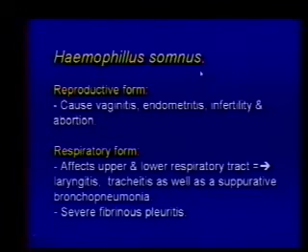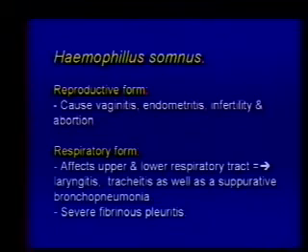Haemophilus somnus has a reproductive form as well as a respiratory form. The reproductive form may cause vaginitis, endometritis, infertility, and abortions. The respiratory form affects the upper and lower respiratory tract. It may lead to a laryngitis or a tracheitis, as well as a suppurative bronchopneumonia with severe fibrinous pleuritis. So this tends to be a little bit more aggressive, a little bit angrier, if you will, than the Pasteurella type pneumonia.